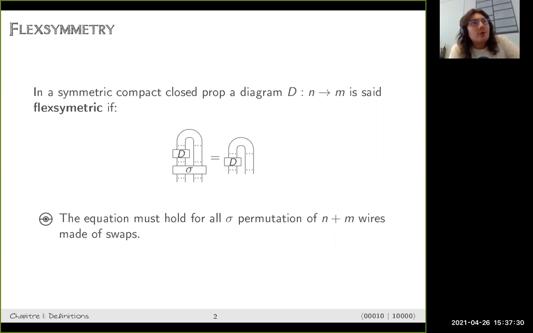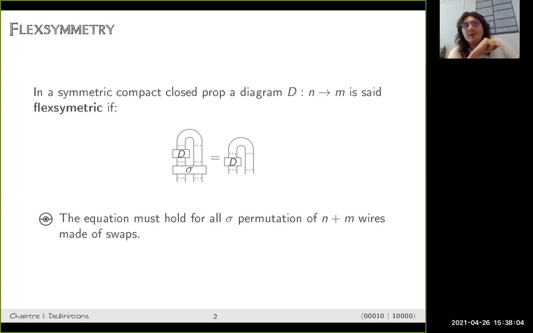In this situation, a diagram D from N to M is said to be flexsymmetric if, first, you bend all the inputs into outputs. You use the map-state duality, you have a big state, and then you can mix the legs of the state with any permutation you want. So you have a permutation of N plus M wires. And D is flexsymmetric if, any way you choose to permute all the wires, it's always the same. So the state you obtain by map-state duality is symmetric.